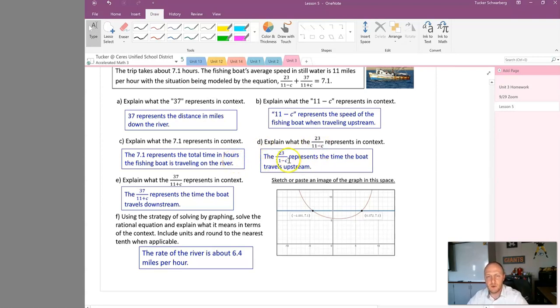Part D, the 23 over 11 minus C represents the time the boat travels upstream. In part E, the 37 over 11 plus C represents the time it took the boat to go downstream. Okay, and then F, the solution is 6.4 miles per hour, and that's the river's rate.